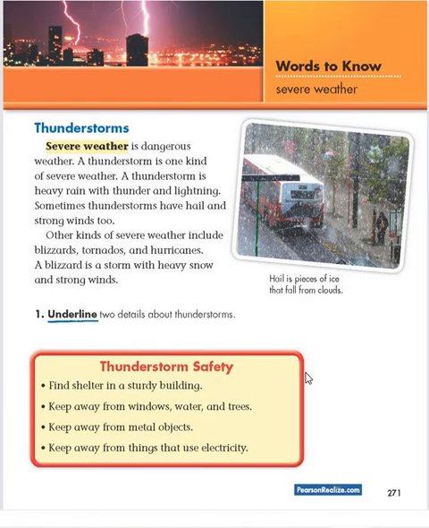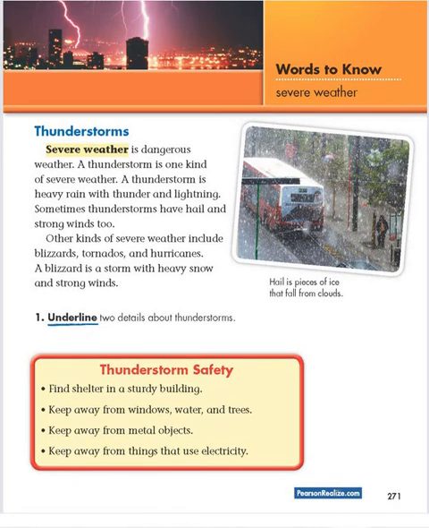How can you keep safe during a thunderstorm? Find shelter in a sturdy building. Shelter means to find a place to hide from the thunderstorm. Keep away from windows, water and trees. Keep away from metal objects, any objects that are made of iron. Keep away from things that use electricity. This is about the thunderstorm. Then tornadoes.